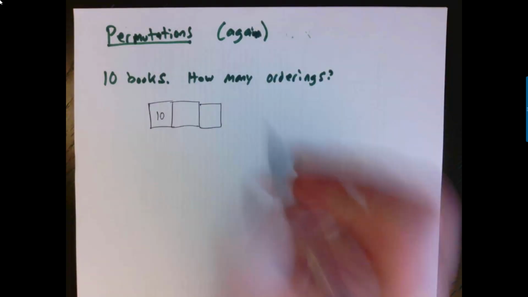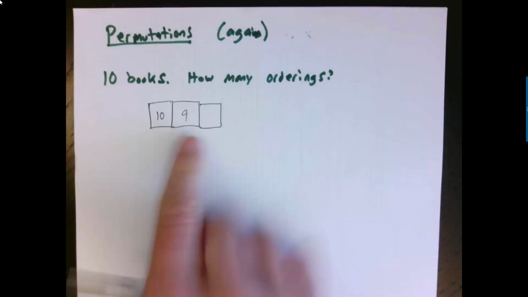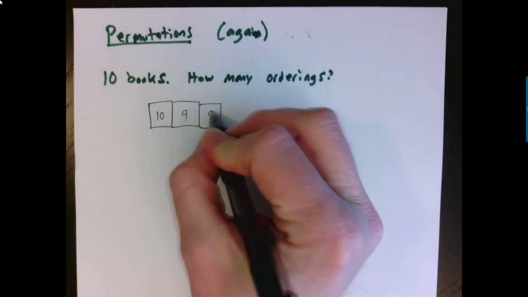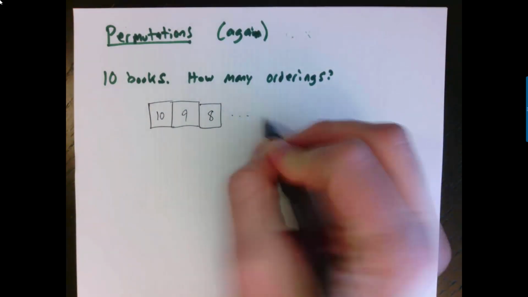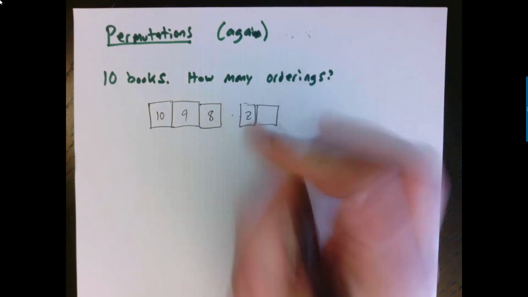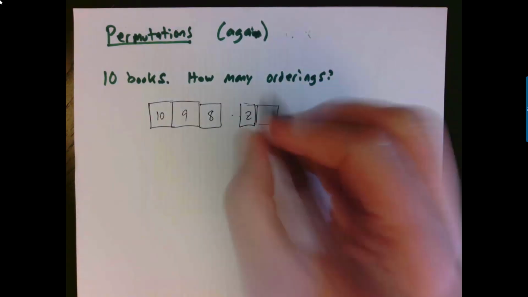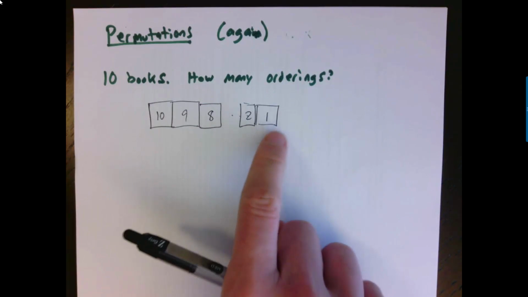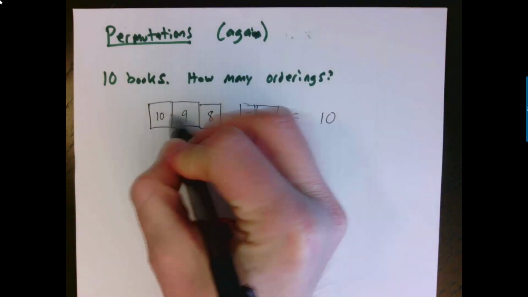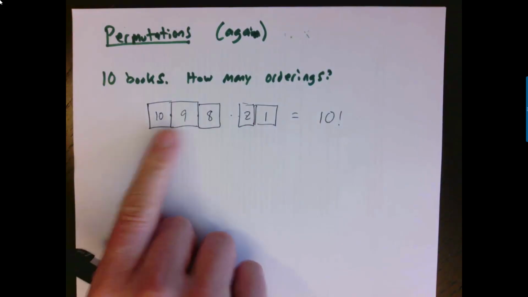I've got 10 options for what could be my first book, but then after I've chosen my book, I only have 9 options for what the next book could be, because I've already chosen one. And then once I've chosen the first 2, I have 8 possible choices for the third book, and so on. By the time I've chosen 9 books, I only have 2 options for that 9th book, because I've already placed all the others. And then once I've placed the 9th book, I only have 1 possibility for what the 10th book could be. So the fundamental counting principle says I multiply the number of options for each choice, and so that gives me 10 factorial, because it's 10 times 9 times 8.